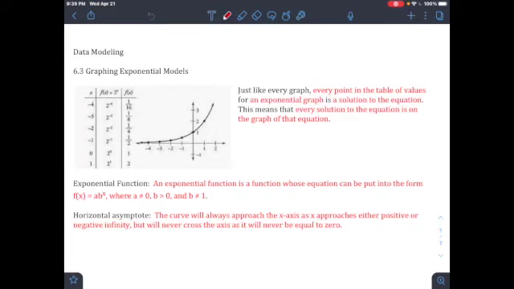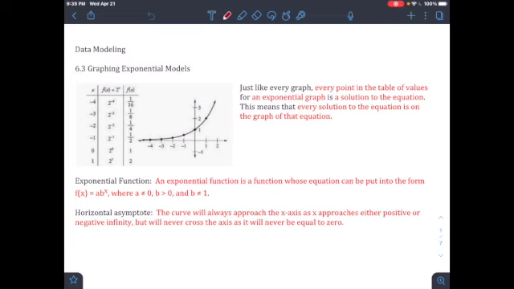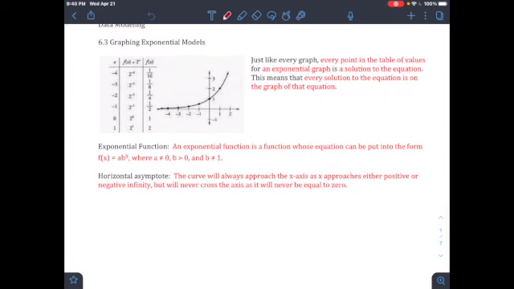Everyone, today's objective is graphing exponential models, with some definitions and some information. Just like every graph, every point on the table of values of an exponential graph is a solution to the equation. So any of those points that you see, or any point on the line that is connected, is part of infinitely many points. This means every solution to the equation is on the graph of that equation. That's the same thing with every single graph we've done so far.